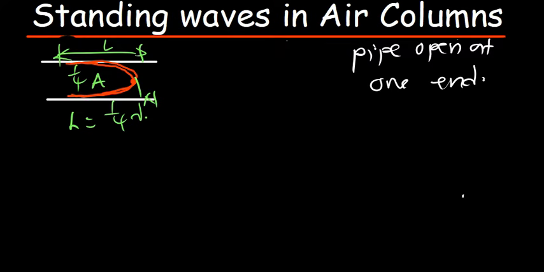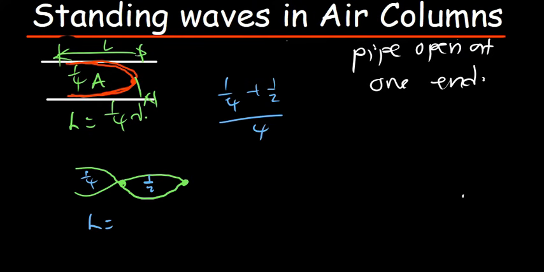Now what if it is open and then we have something like this? So we know that this is 1/4 and this is half. So the length will be given by 1/4 plus 1/2. The common denominator is 4, so here I'll have 1, then here I'll have 2. So it will be 3/4. So I'll have 3/4 lambda.